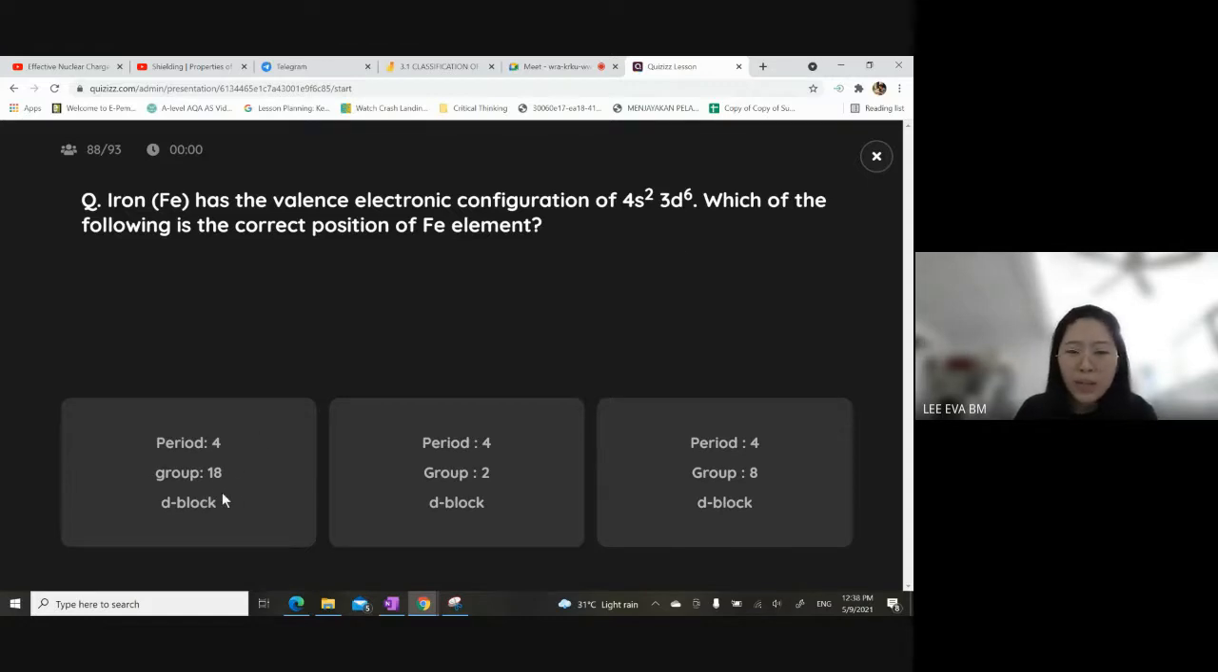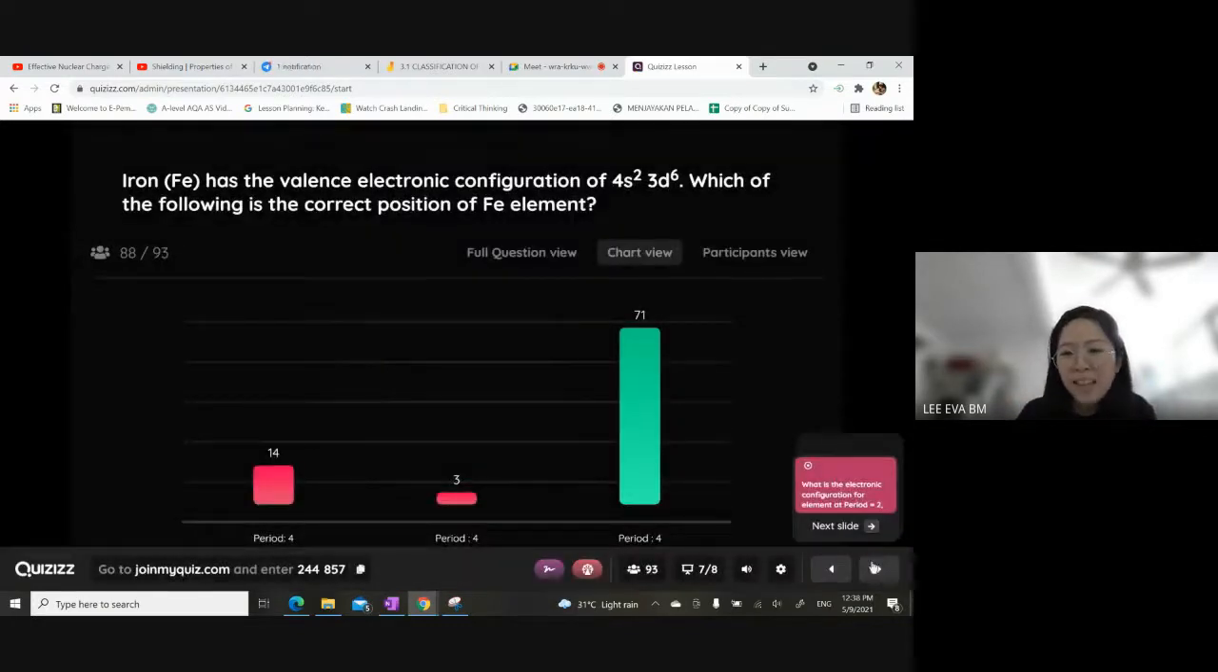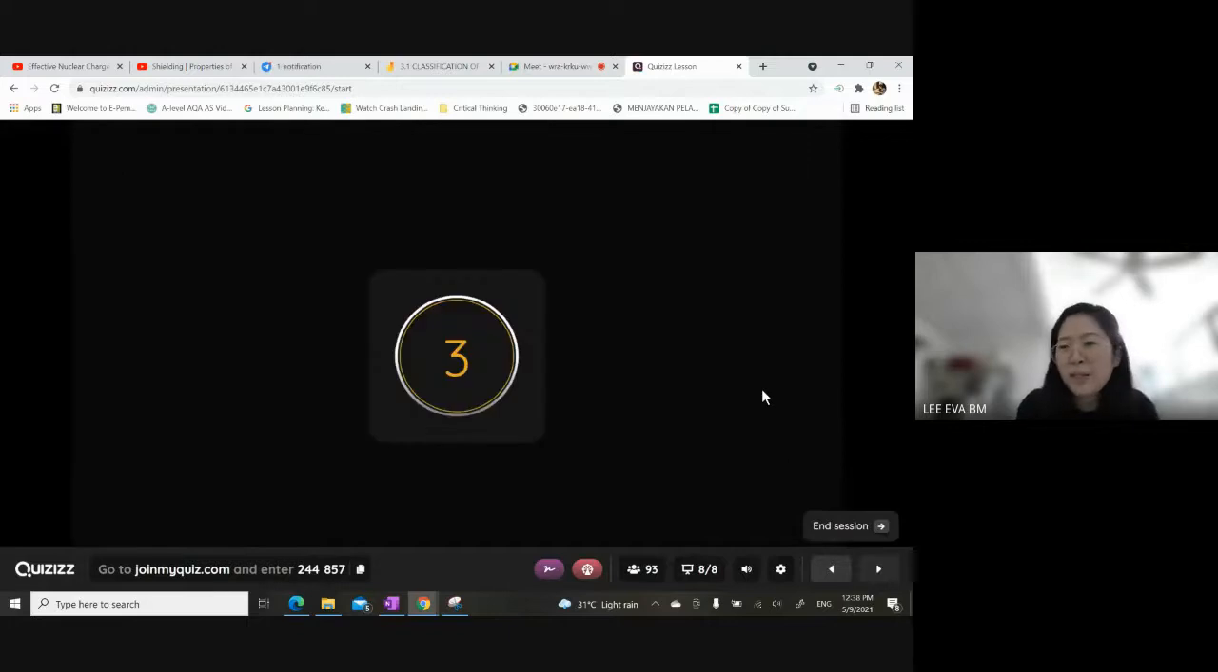So between answer 1 and the third answer, the choice is group 18 or group 8. Remember, d block starts from group 3 until group 12 only. Therefore, when you have 8 valence electrons, automatically you will fall into group 8. Okay, so for those who mixed up, you need to understand this concept, yeah? And we have our last question.